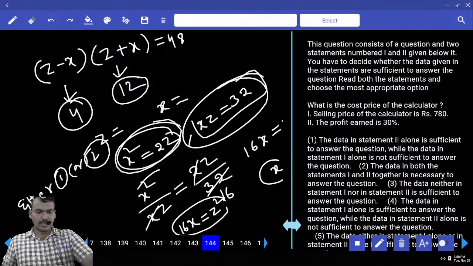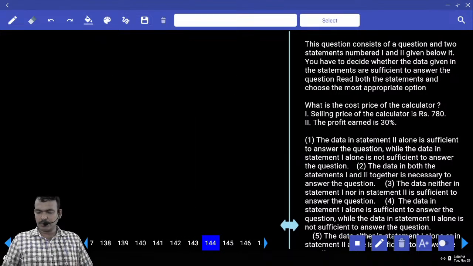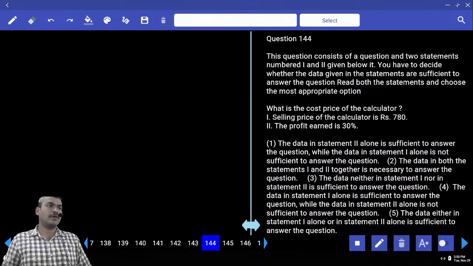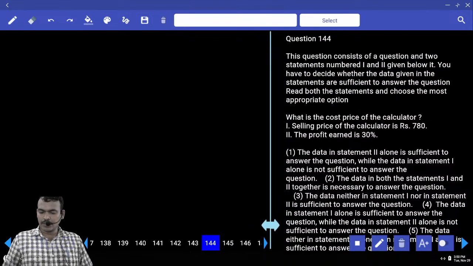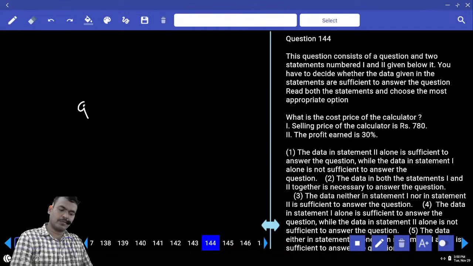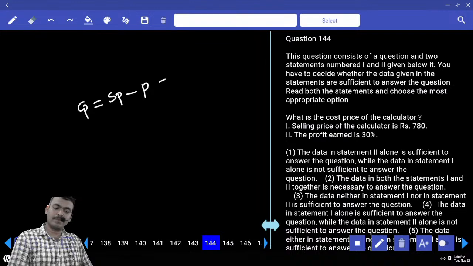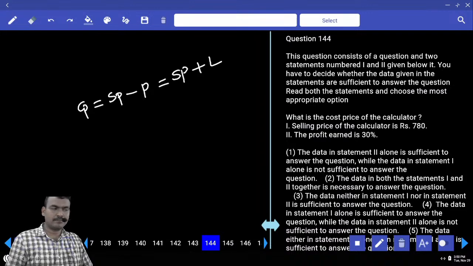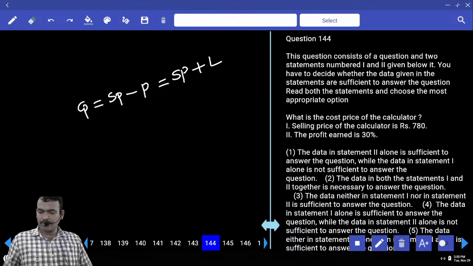Next, 144. What is the cost price of a calculator? We required cost price or selling price? Cost price. If we required cost price, definitely we know the selling price minus profit, or selling price plus loss, or not? Yes or no? What is the first statement? Selling price of a calculator is how much? 780. Second statement, profit earned is how much? 30%. By using both the statements or not?